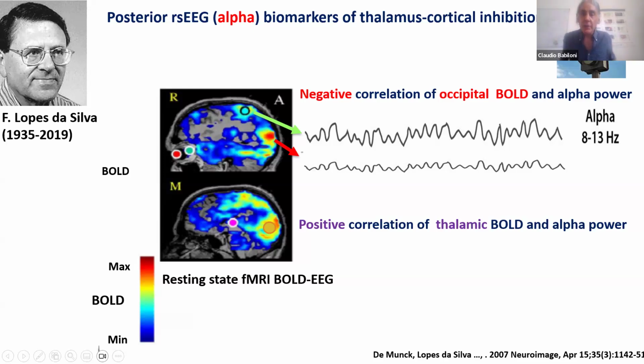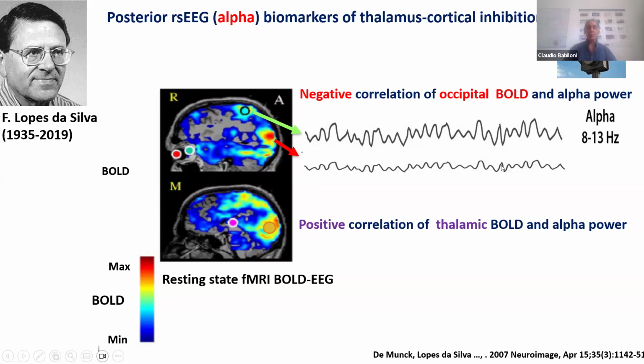In another study, Fernando Lopes da Silva wanted to test the hypothesis of a strict correlation between scalp recorded EEG alpha rhythms and the activity of the cerebral cortex and the thalamus, and used a combination of resting state EEG activity and resting state BOLD activity recorded by magnetic resonance imaging.